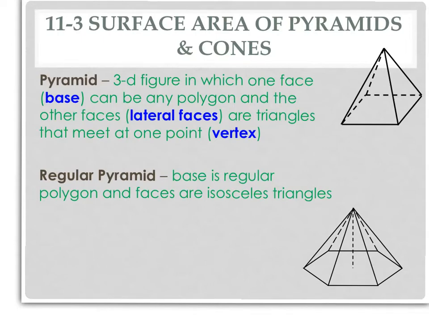In section 11.3, we will look at surface area of pyramids and cones. A pyramid is a 3D figure in which one face, the base, can be any polygon, and the other faces, the lateral faces, are triangles that meet at one point, the vertex. A regular pyramid is where the base is a regular polygon and the faces are isosceles triangles.